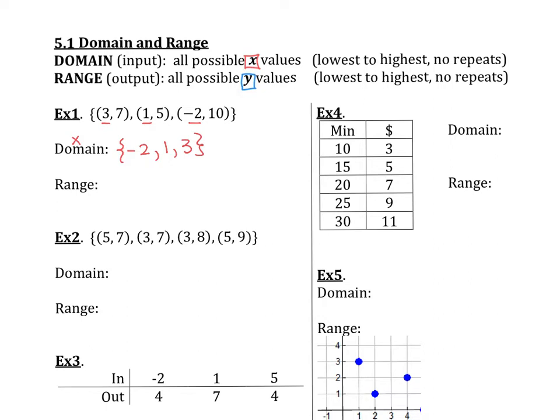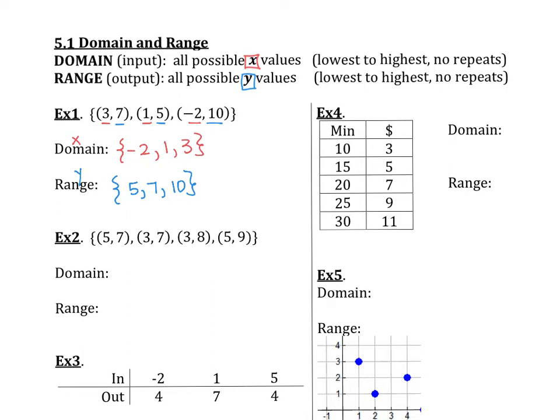Okay, so the range is all the possible output or the y values. So let me look at the y coordinates. Okay, I'm going to make a list using that curly thing. Okay, now it goes from lowest to highest. So the lowest y value is the 5. Next is the 7. Next is the 10. Are they lowest to highest? Yes. And there's no repeated values, so that's good. That's all I have to do to identify the domain and range.